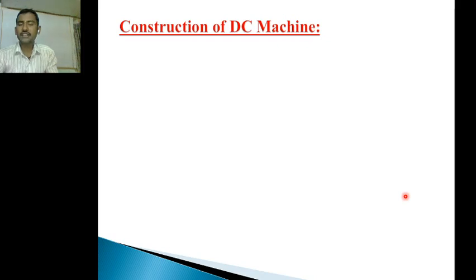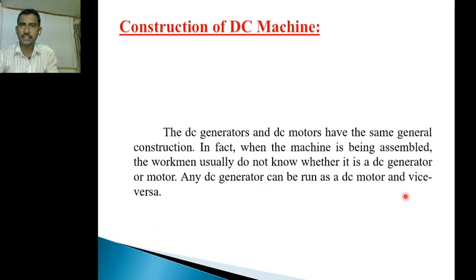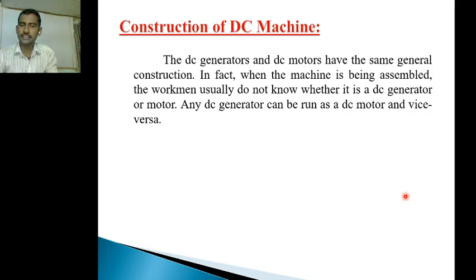Next, before the principle of operation of the DC generator, first I discuss the construction of the DC machine. By seeing the DC machine itself, it can be used as either a DC generator or a DC motor. That means the DC generator and DC motor both have the same general construction. In fact, when a DC machine is being assembled, the workmen usually do not know whether it is a DC generator or motor. Any DC generator can be run as a DC motor, and any DC motor can be run as a DC generator.